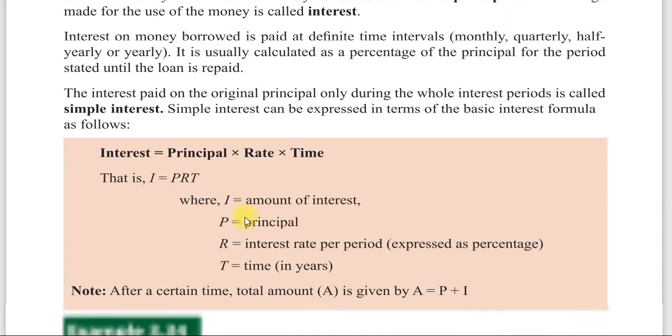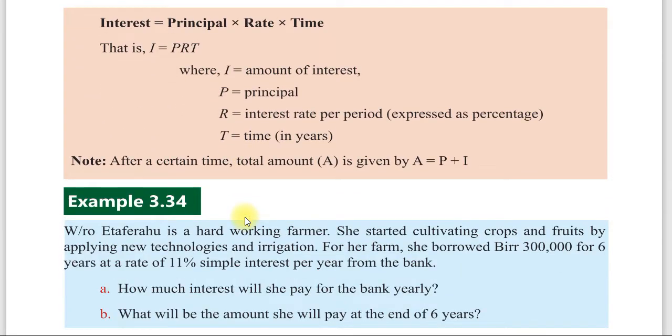After a certain time, the total amount A is given by A, which is equal to principal plus interest.